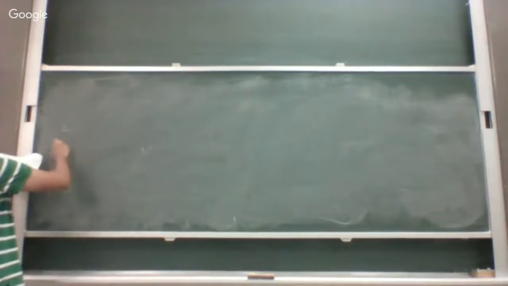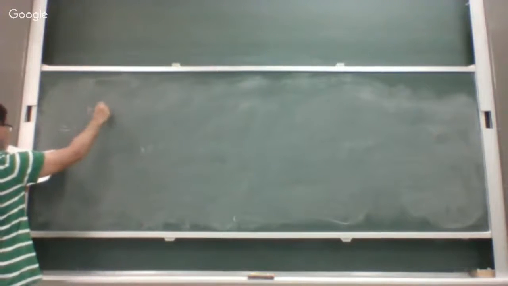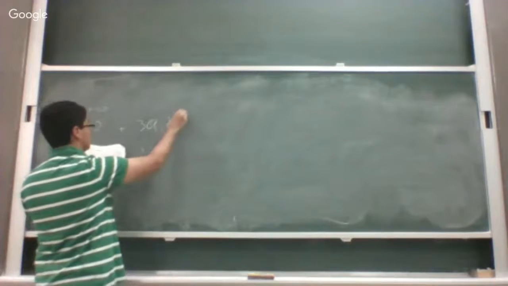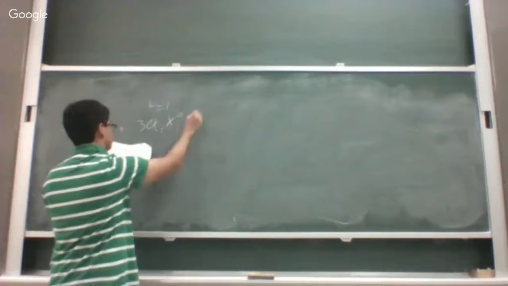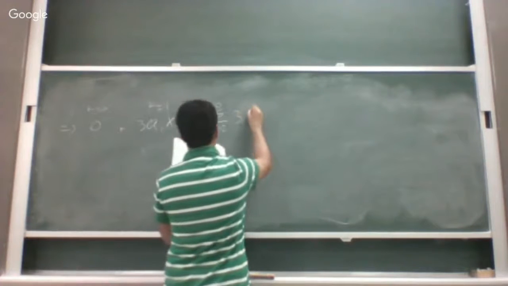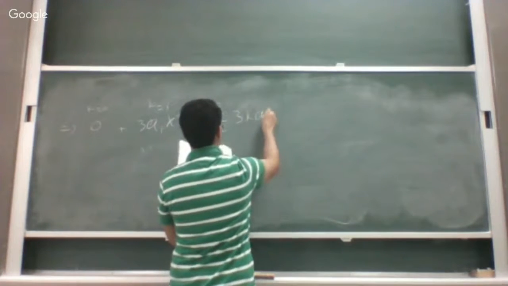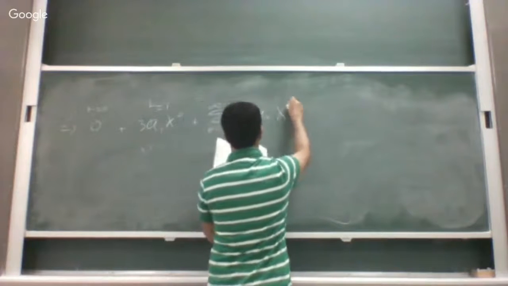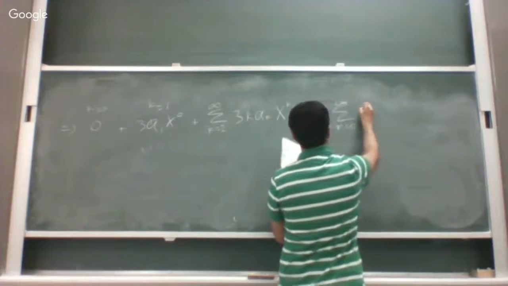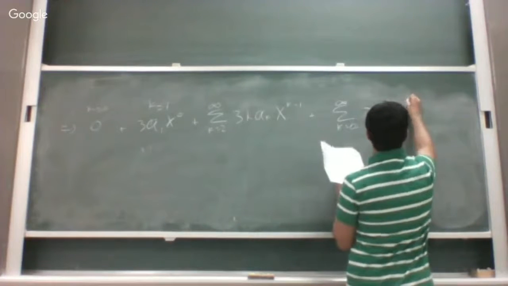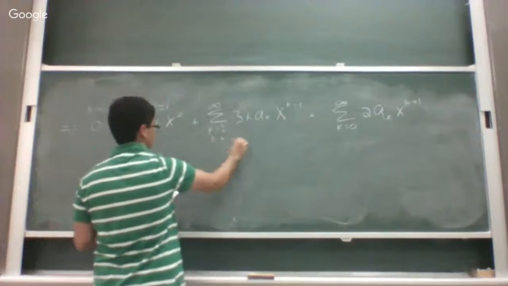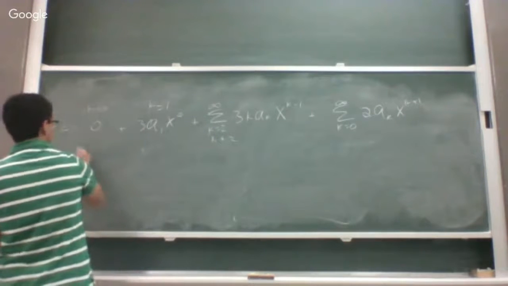So therefore, we can do 0, which is k equal to 0, plus 3 times a1 times x to the 0, which is k equal to 1, plus the summation of k equal to 2 going to infinity of 3 times k times a sub k times x to the k minus 1, plus the summation of k equal to 0 going to infinity of 2 a sub k x to the k plus 1. We replace k with k what? K plus 2.